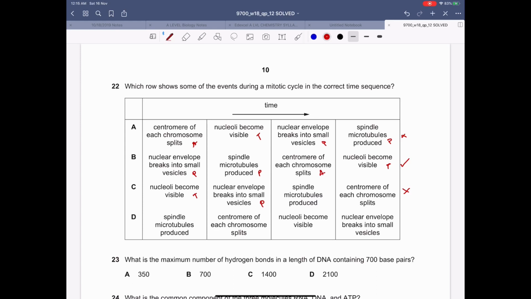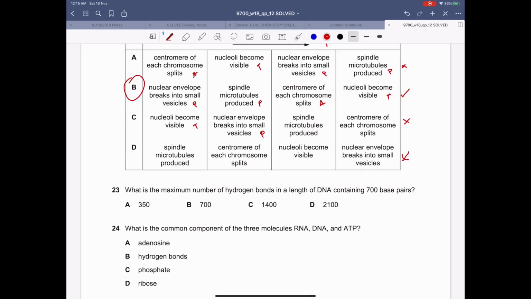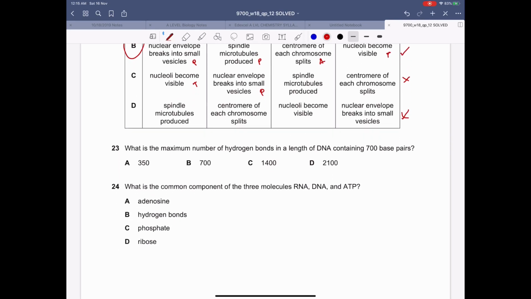Spindle microtubules produced, centromeres. No, this is not A. So mitosis has to be PMAT: prophase, metaphase, then anaphase, followed by telophase. And this one fits the criteria. So question 22, option is B. I would say this was a little bit difficult question.